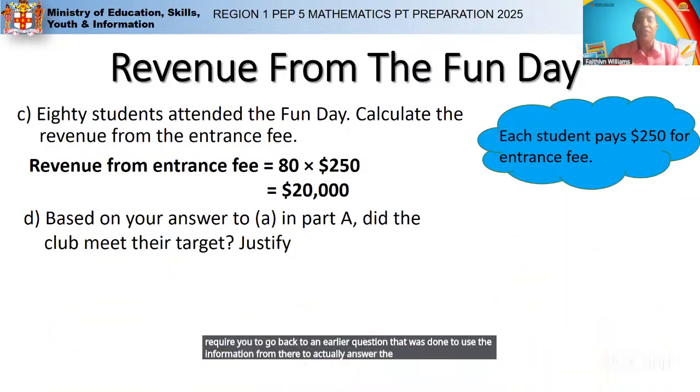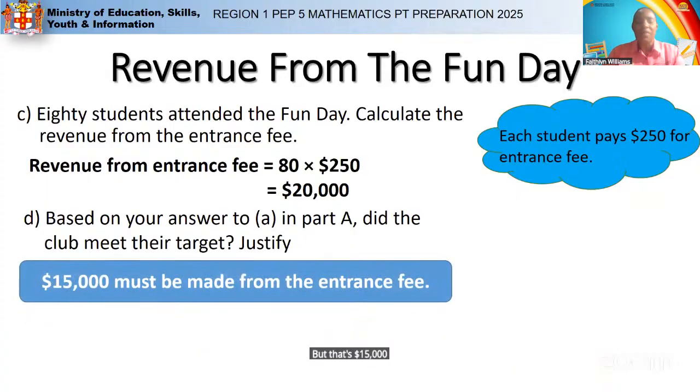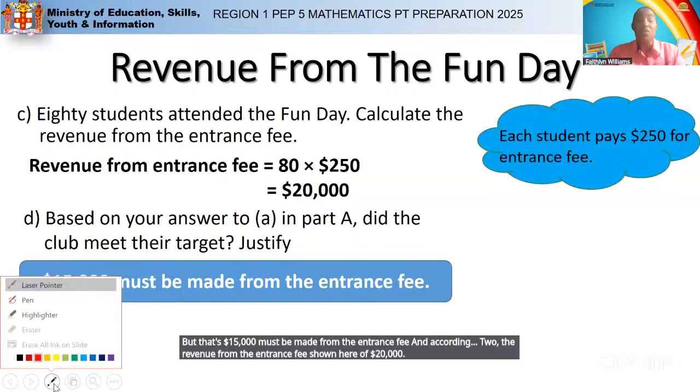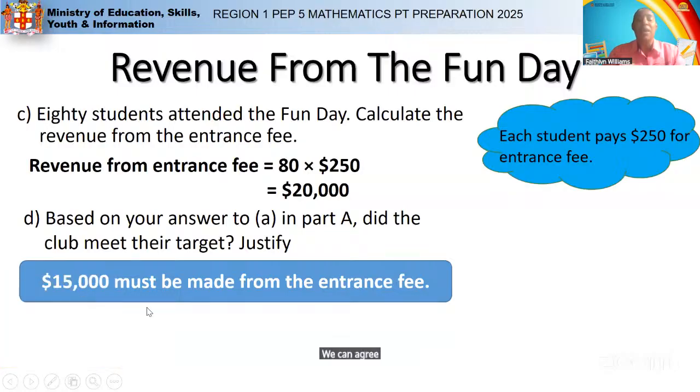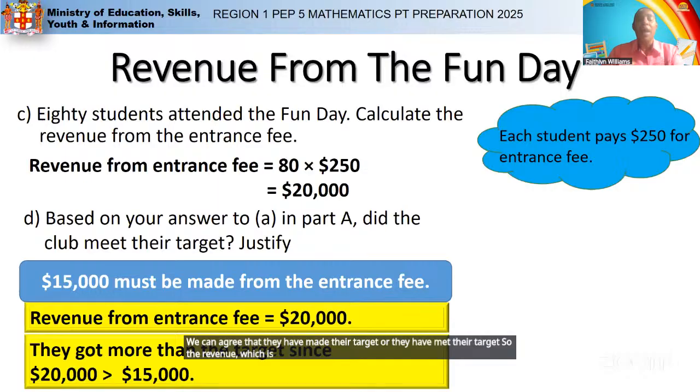So here we have it, that $15,000 must be made from the entrance fee, and according to the revenue from the entrance fee shown here of $20,000, we can agree that they have met their target. So the revenue, which is $20,000, is actually greater than the target of $15,000. So yes, they have done so.